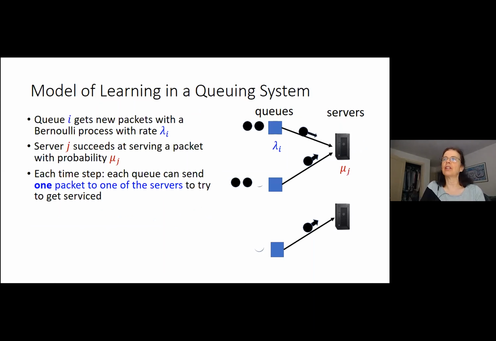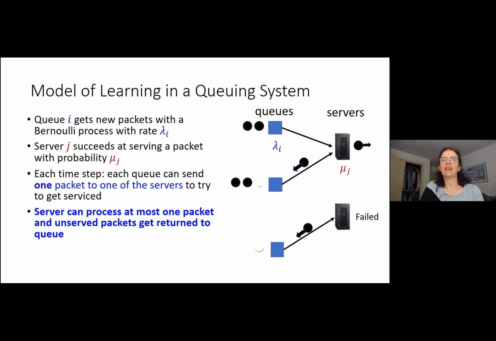But servers can only process a single packet at a time. So for example, on the top server there are 2 packets coming in. Clearly one of them will not get served. And possibly neither gets served because the server fails. Remember, there is a mu j probability of success here. Every unserved packet goes back to its queue, and the queue can try it again, like in the next iteration. So this is our simple model of a dropped packet, which needs to get resent.